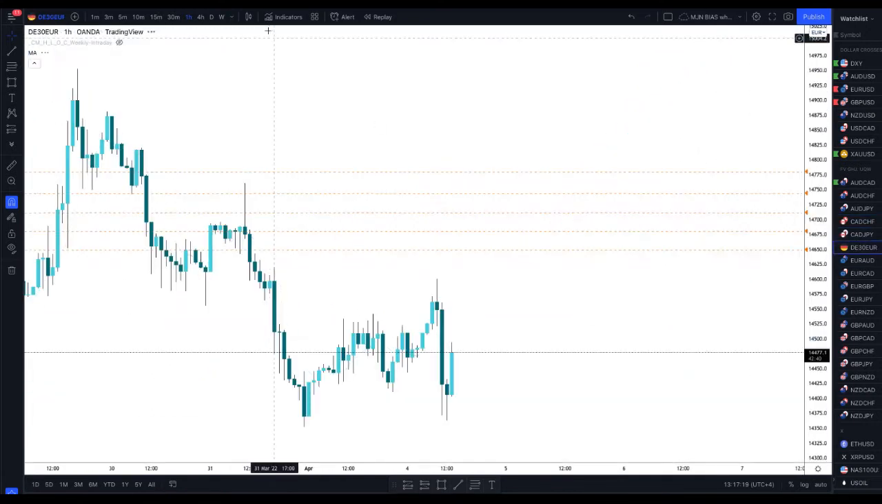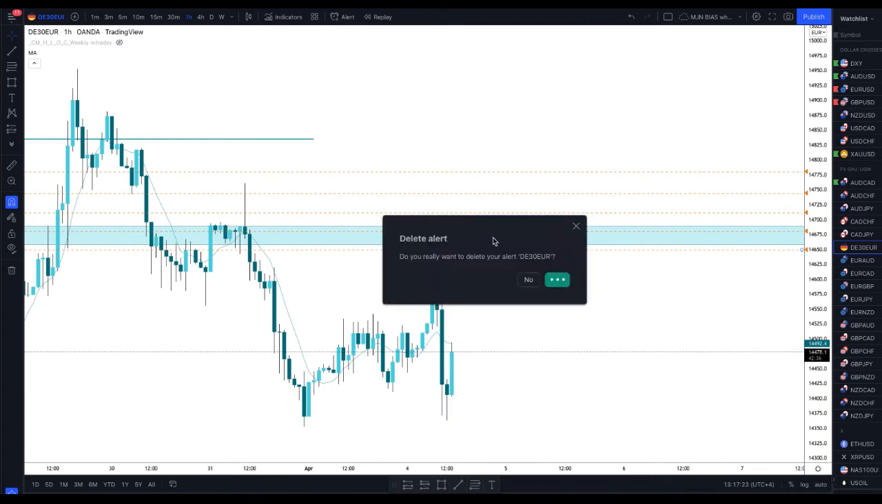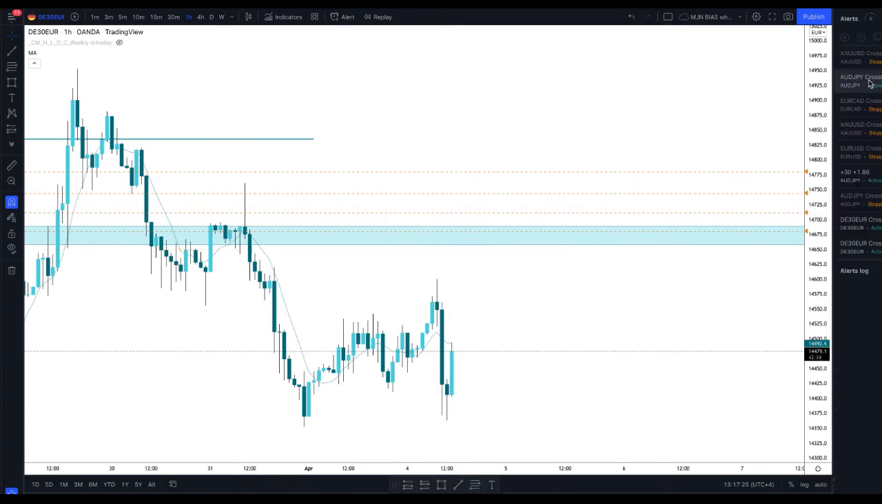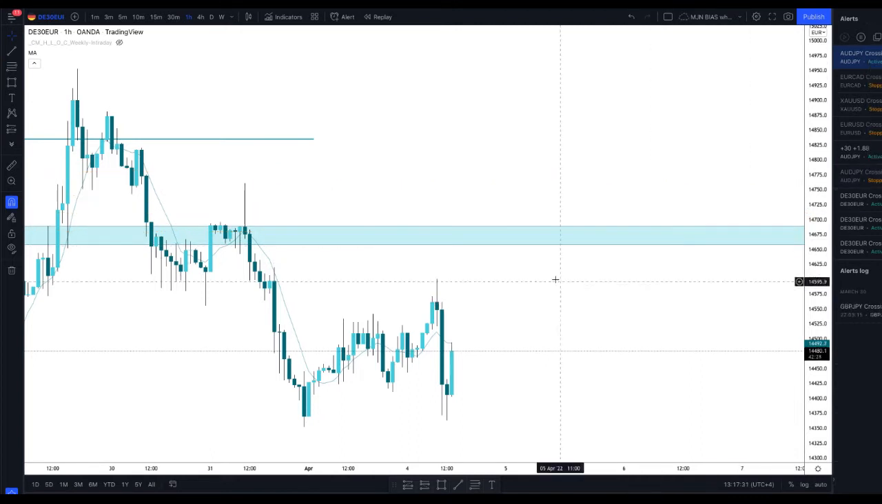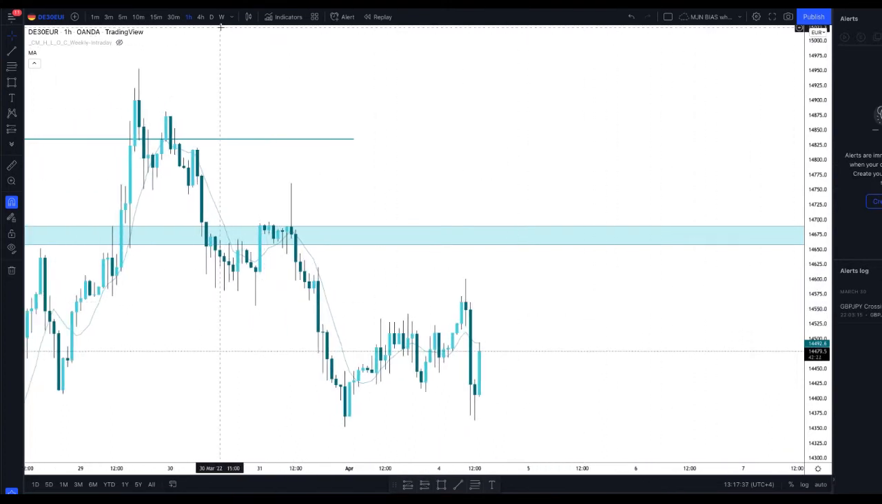We've then got DAX. Let's have a look at DAX. So I've got a lot of alerts on DAX for some reason. Let me just delete all these. Remove all alerts. There we go. Okay. So DAX weekly time frame first of all.